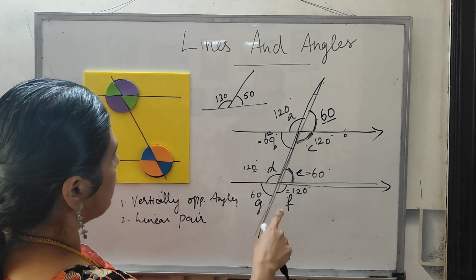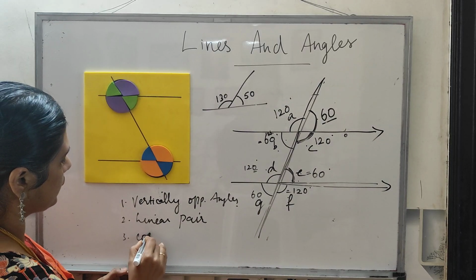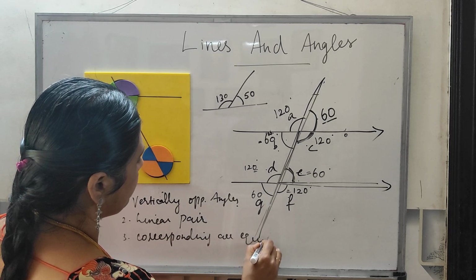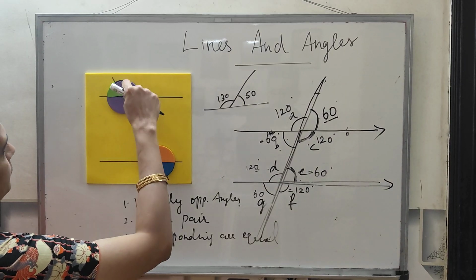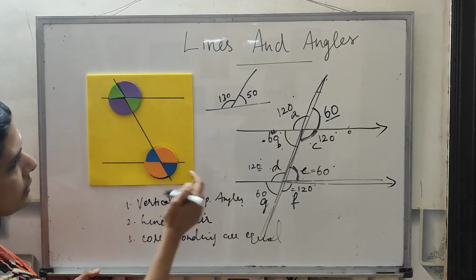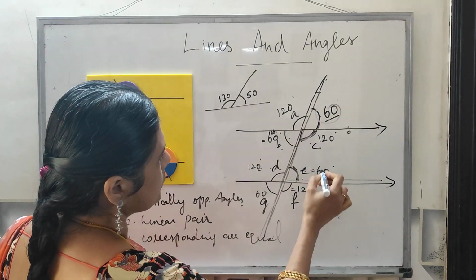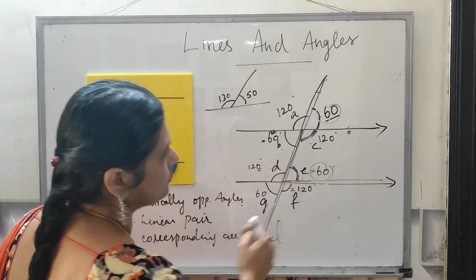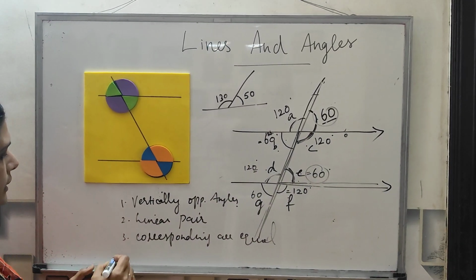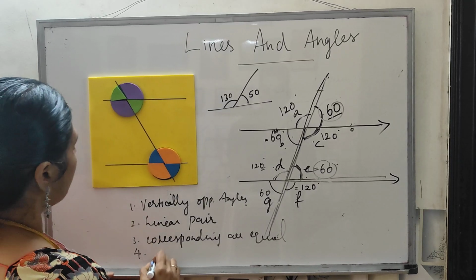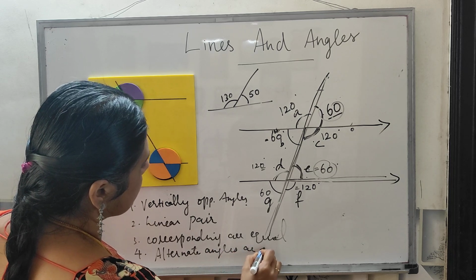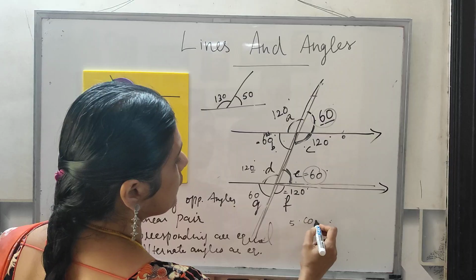And one more, what I told next, third one is corresponding angles. Corresponding angles are equal. Corresponding angles means this violet part and the green, yellow part, this and this are equal, this and this. In this sense, here you can see 60 degrees is equal to 60 degrees. This angle is equal to this angle. This angle is equal to this angle. Okay. So these corresponding angles are equal, and the fourth one will be alternate angles are equal. Alternate angles are equal.